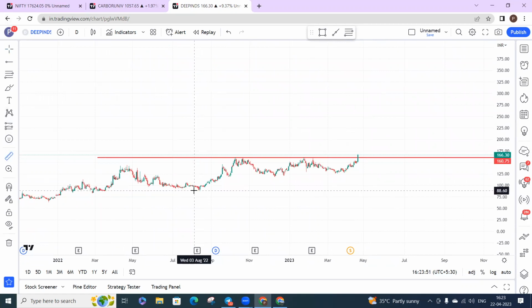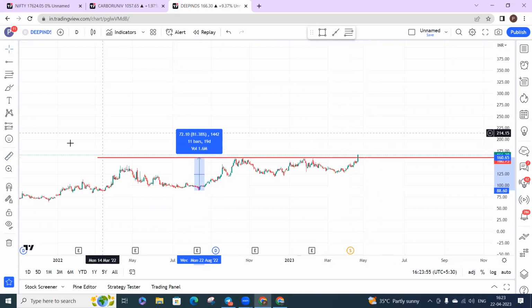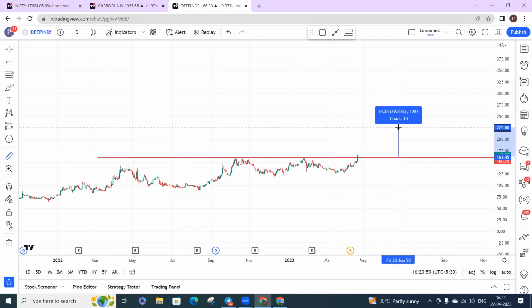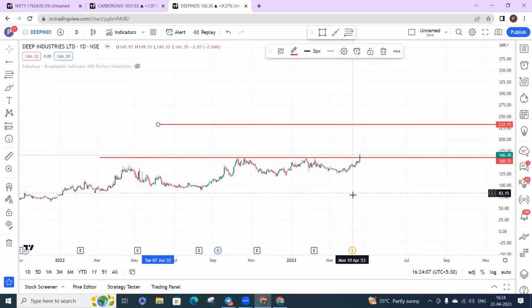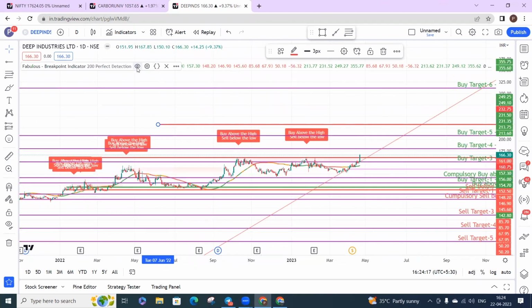This is a cup and handle. So this is from year to year at 72 points. When it moves up here, we have 72 to 73 points on the upside. So this is a target point. Okay, I can expect a target of 232. This is where our Fabulous indicator comes into the picture. So am I taking a right entry here?